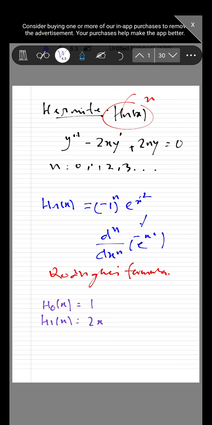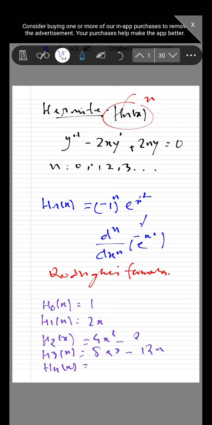So H1(x) is equal to 2x, H2(x) is equal to 4x squared minus 2. H3(x) is equal to 8x cubed minus 12x, and H4(x) is equal to 16x to the power 4 minus 48x squared plus 12.